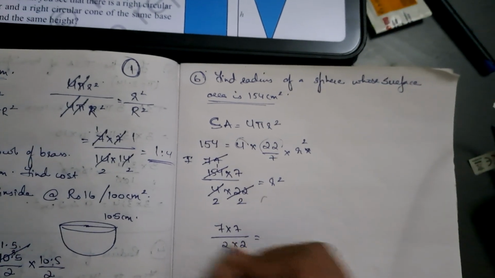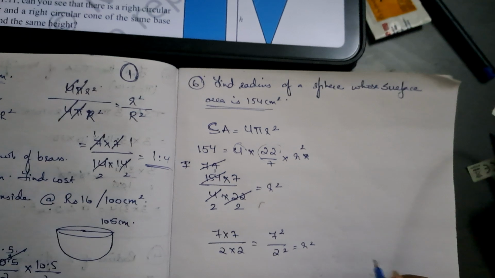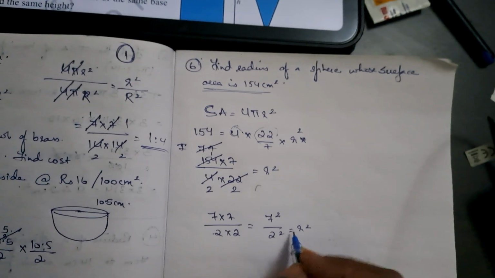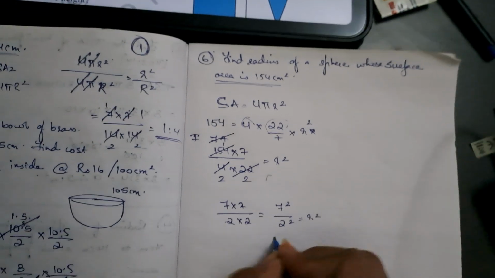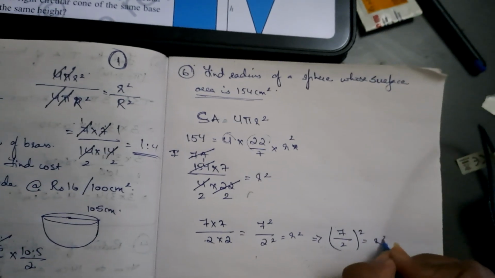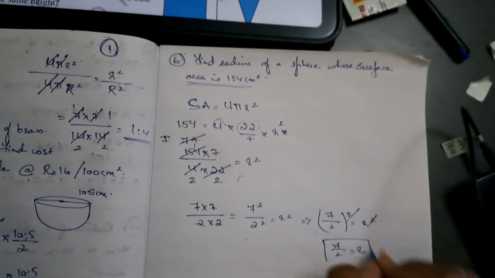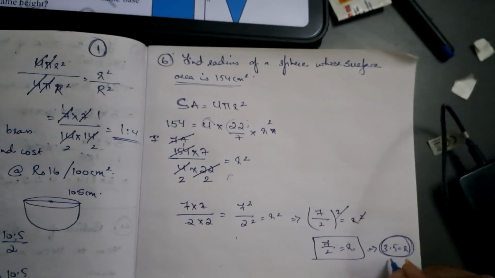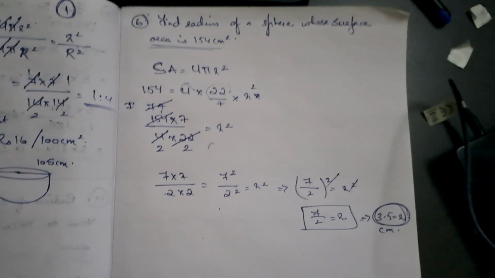Now here I can write it as 7 square by 2 square is equal to r square, because this is 7 into 7. So it can further be written as 7 by 2 whole square, which is equal to r square. This and this go off. I'm left with 7 by 2 is equal to r, which is nothing but 3.5 is equal to r, the radius. Now this is r in centimeters. 3.5 centimeters would be the answer for this one.